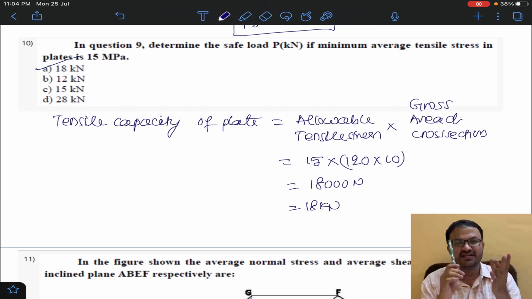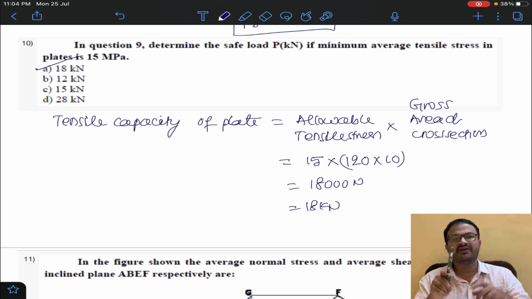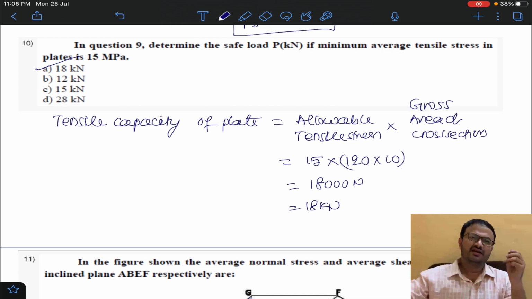capacity. For calculation of shear capacity, allowable shear stress into area of each bolt, that is shear capacity of each bolt, that entire value has to be multiplied with N. Okay, N means the number of bolts, how many number of bolts are there.